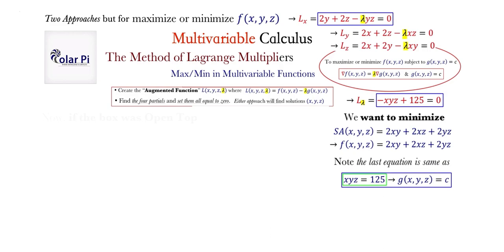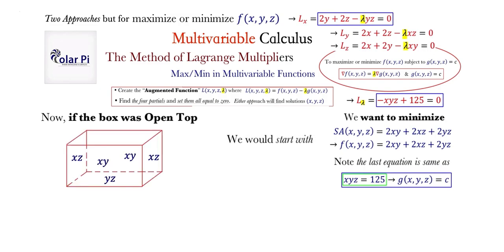Now, before we conclude, let's consider what would happen if the box had an open top. All that would do is, in our surface area equation, it would change one of these 2's into a 1. That's all that would change. And so this is the situation we'd have. The bottom face is YZ, and so it would be missing 1 YZ here.